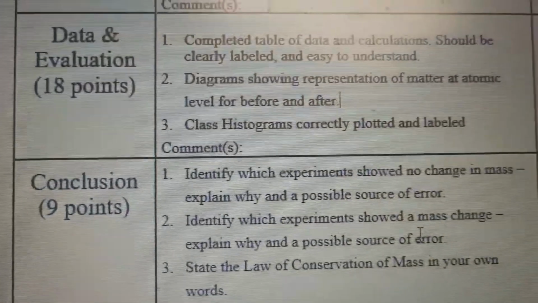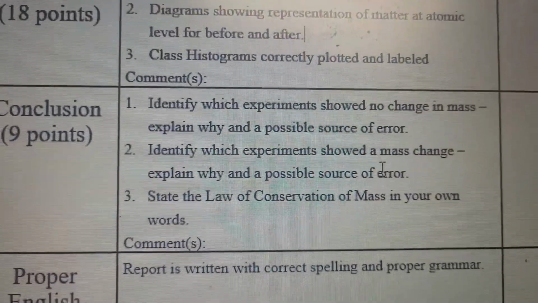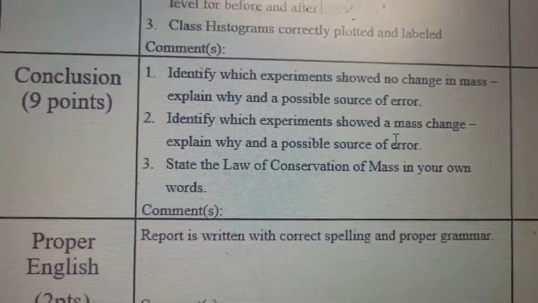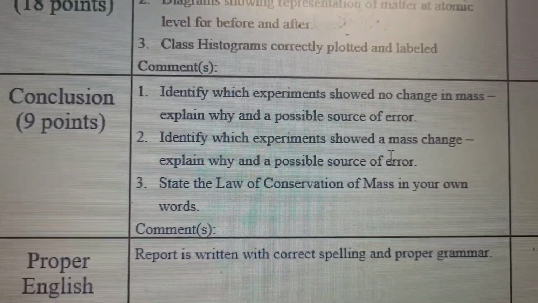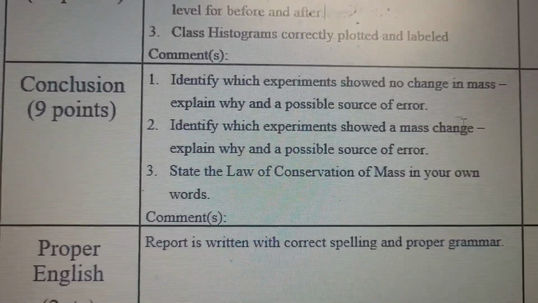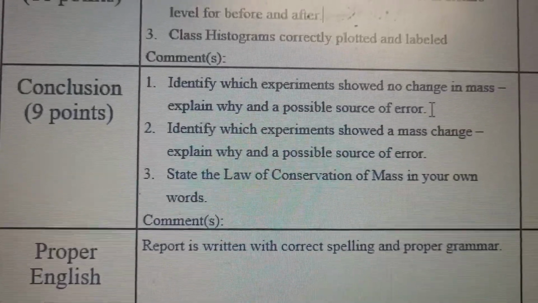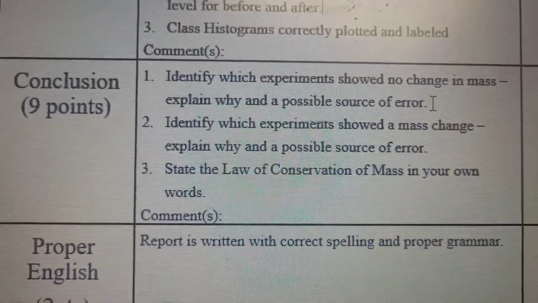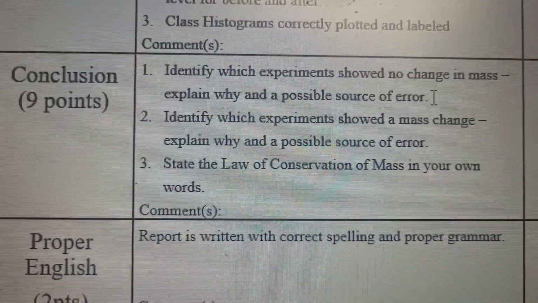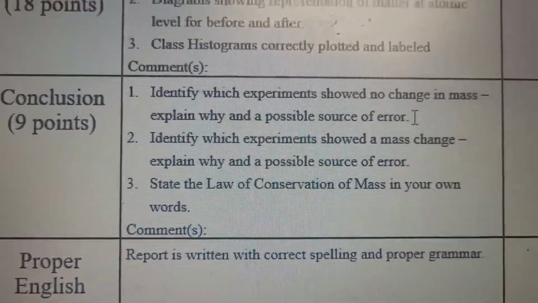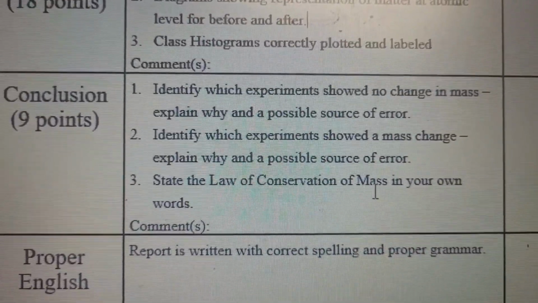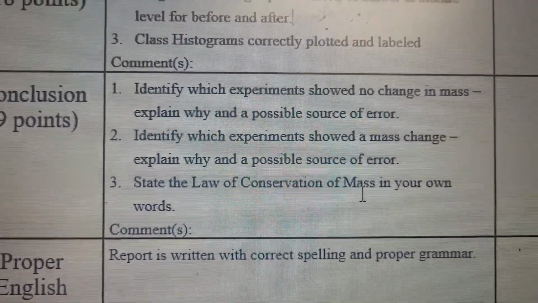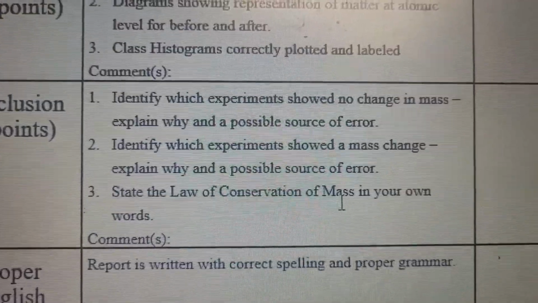So I really only want the source of error since we have the sources of error in our data table. If you did it correctly, that should be in your data table for each station. Here, you only have to put a source of error if that data does not match what should be. So I'm going to basically tell you the answer here. All of these stations should have no change in mass. All of them should have no change in mass, okay?